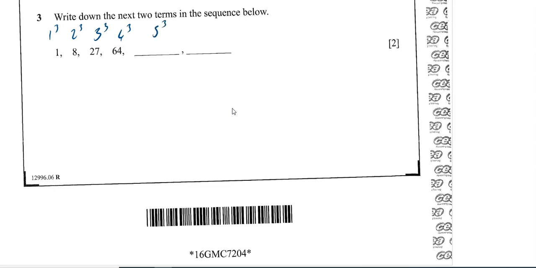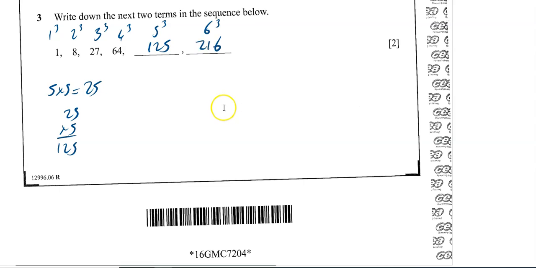So 5 times 5 times 5. Work it out if you have to. So 5 times 5, we should know is 25. And then if you do 25 times 5, you will get 125. It is calculator exam, forgot that. So the next one, 6 cubed, it's going to be 216.